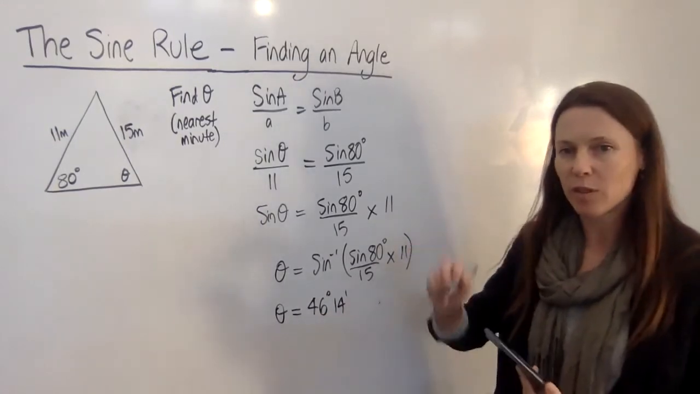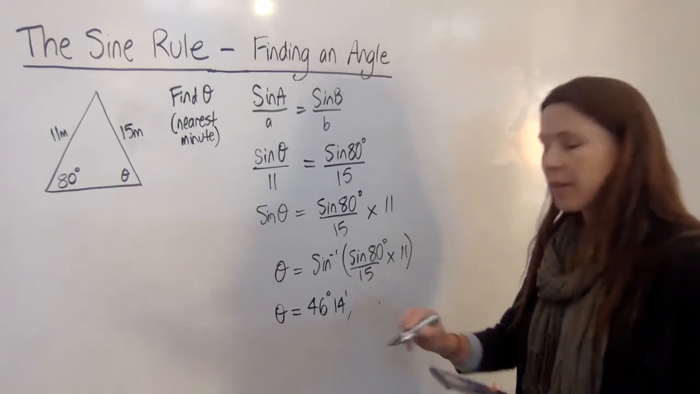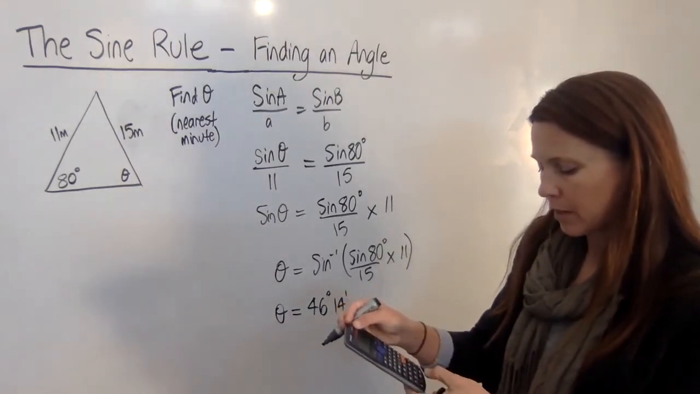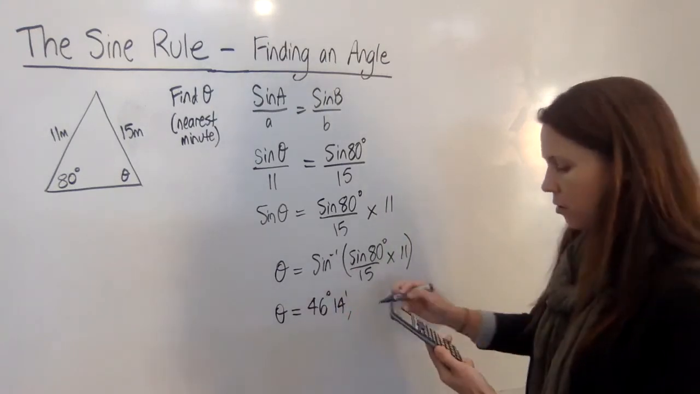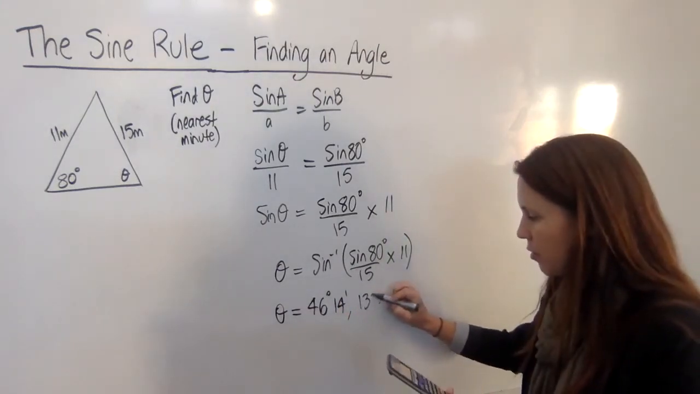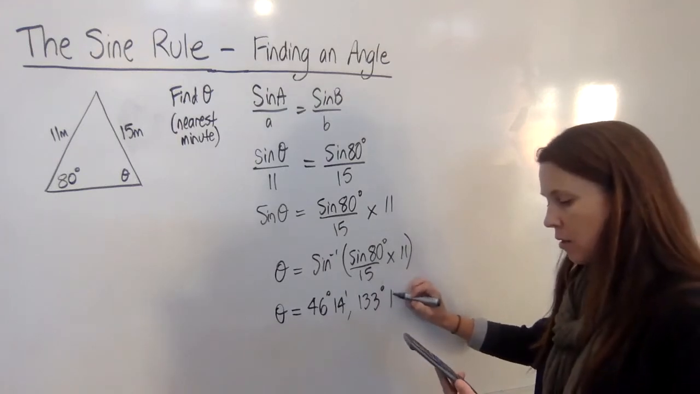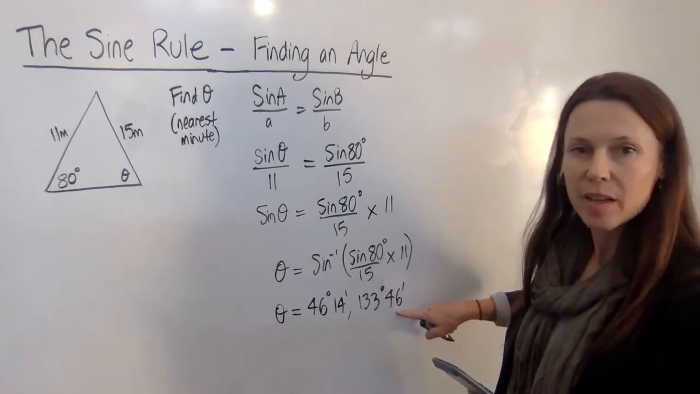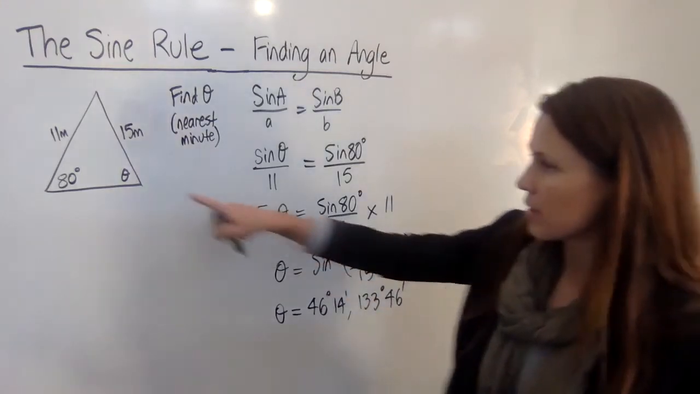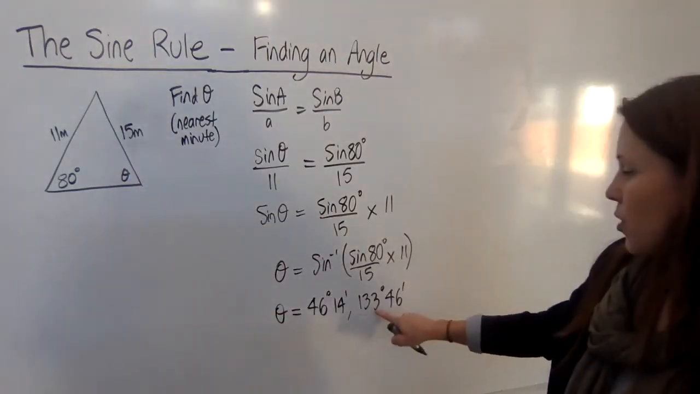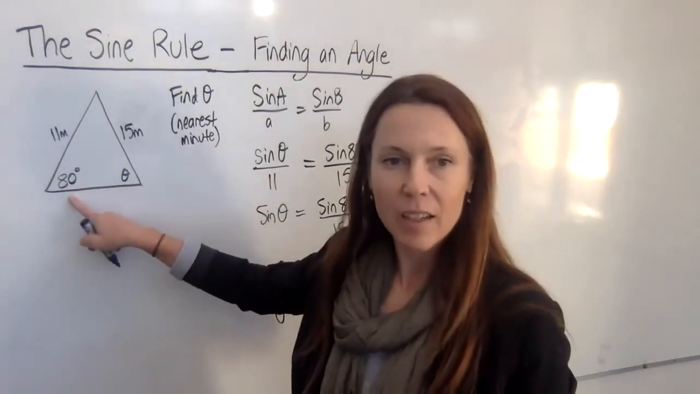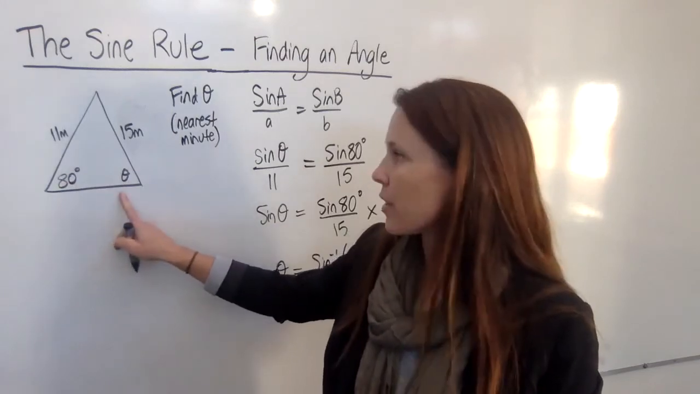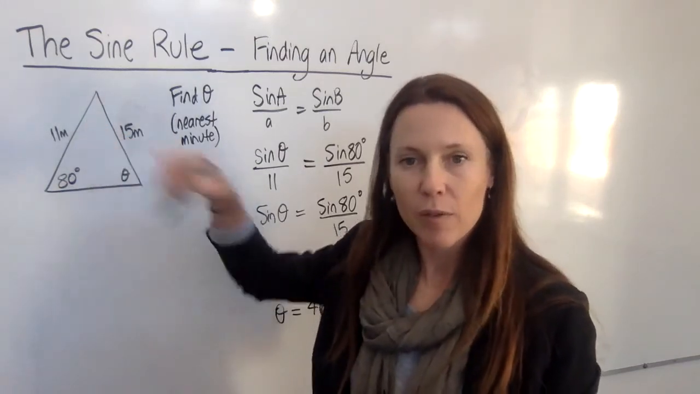Now that's just my first answer. I need to consider whether there would be an obtuse answer as well. How do I do that? 180 minus my answer equals 133 degrees and 46 minutes. All right, I need to consider whether or not this is an acceptable answer. If I was to put this here where theta is, then 133 plus 80, I'm already well over the angle sum of the entire triangle. So I can clearly see that this won't exist because there's no degrees left for that third angle.